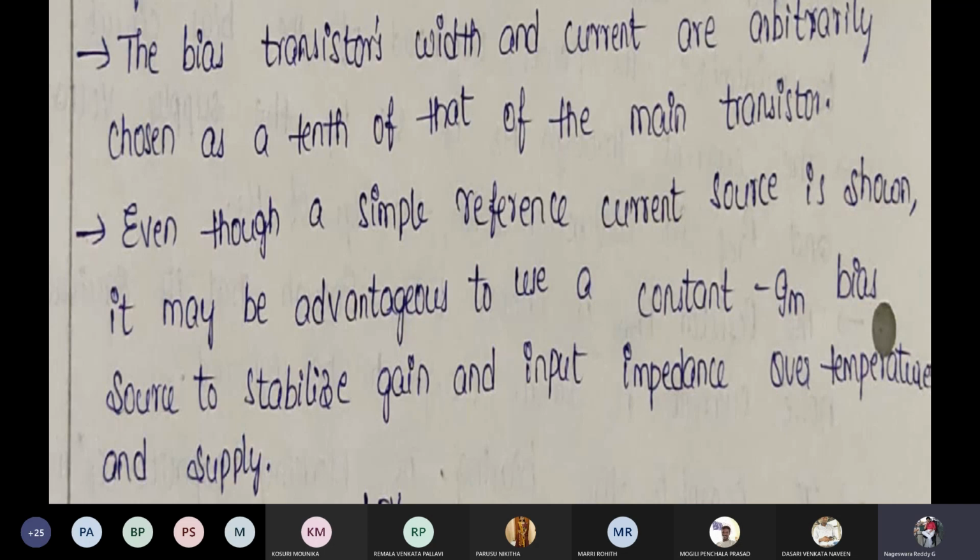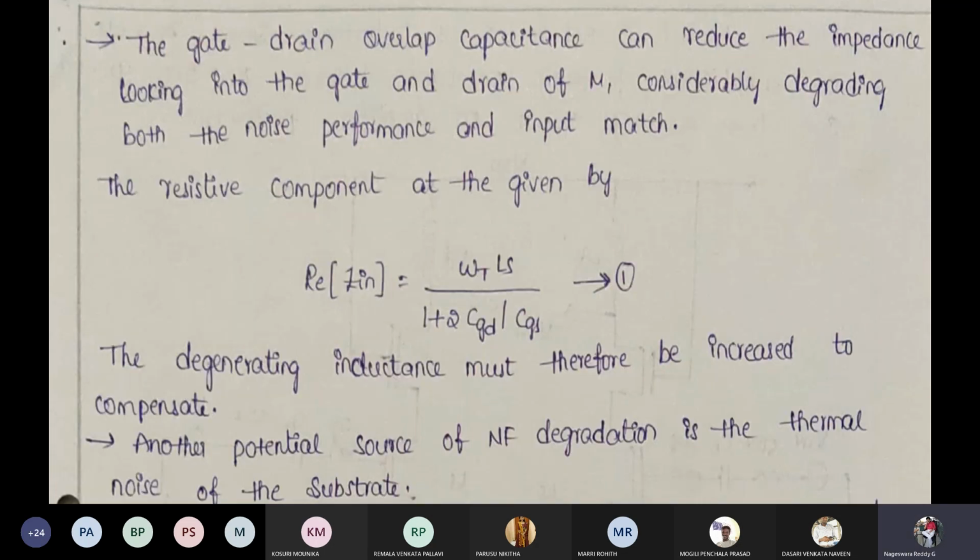Even though a simple reference current source is shown, it may be advantageous to use a constant transconductance bias source to stabilize gain and input impedance over temperature and supply. The gate drain overlap capacitance can reduce the impedance looking into the gate and drain of M1, considerably degrading both noise performance and input match.